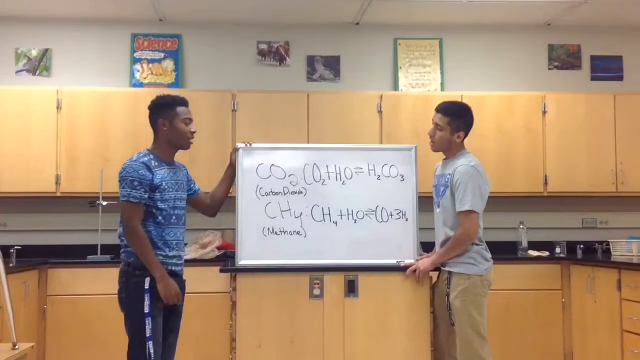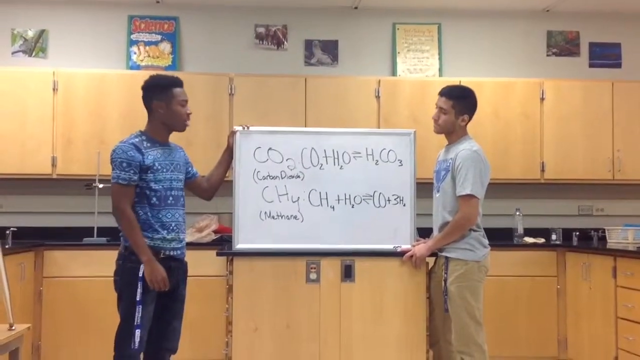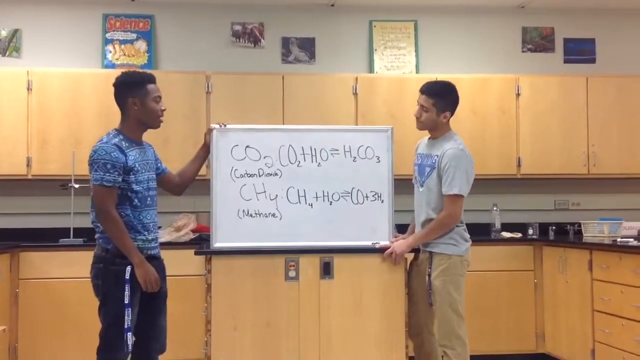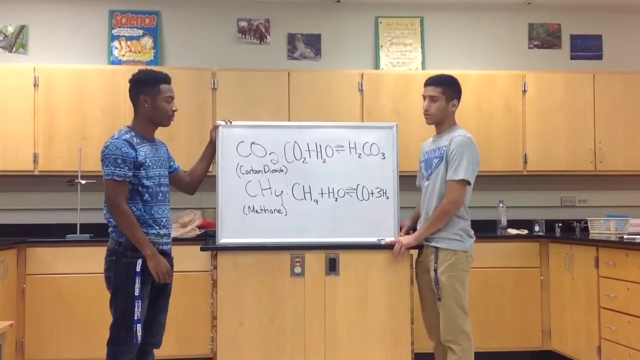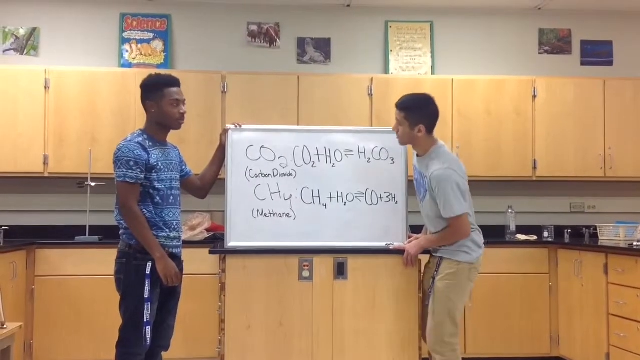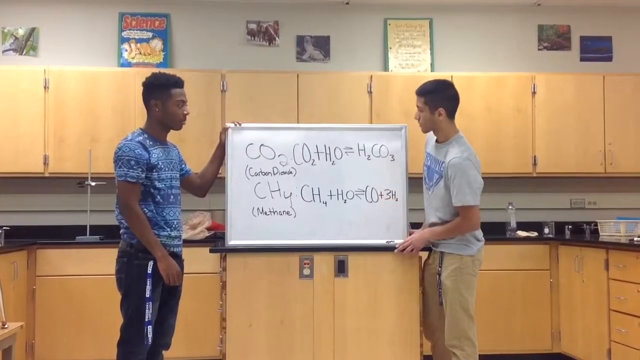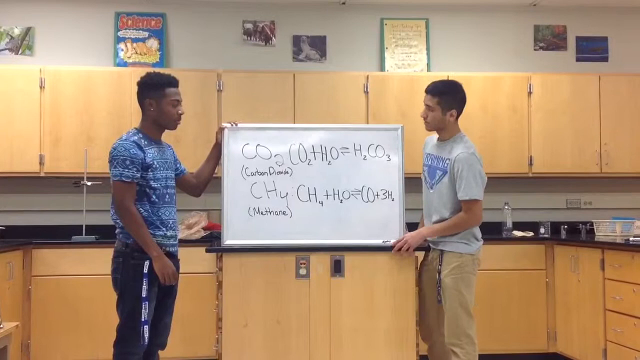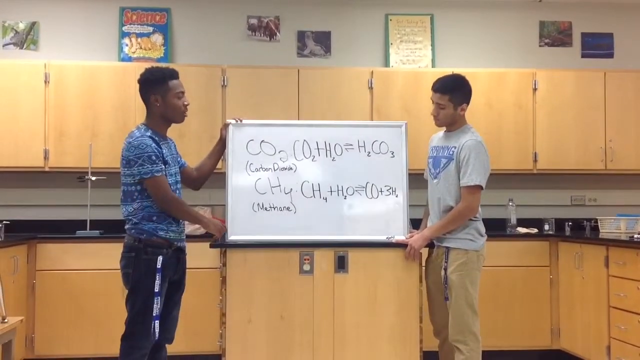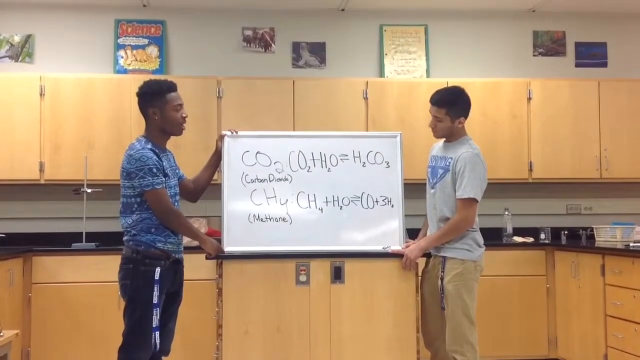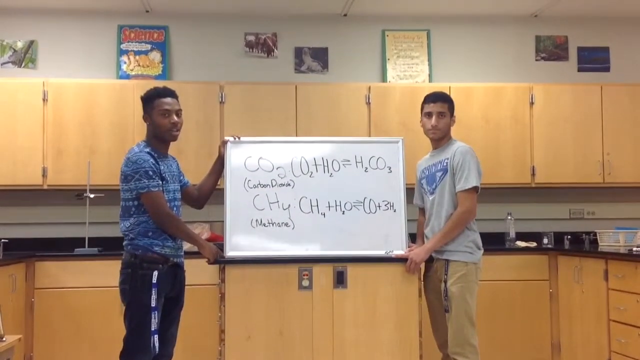Our experiment is taking two greenhouse gases, carbon dioxide and methane, and seeing how both will affect the pH of water. The first equation is carbon dioxide plus water, and that produces carbonic acid. The next one is methane, so we have CH4 plus H2O, which ends up making CO and 3 H2. Let's see how it goes.